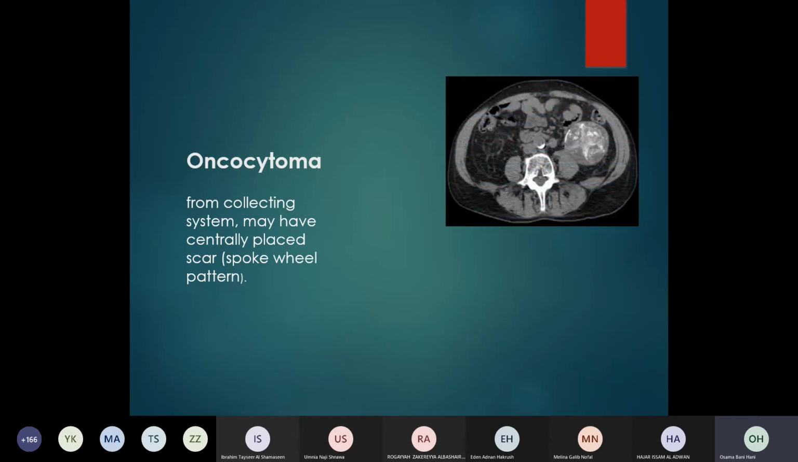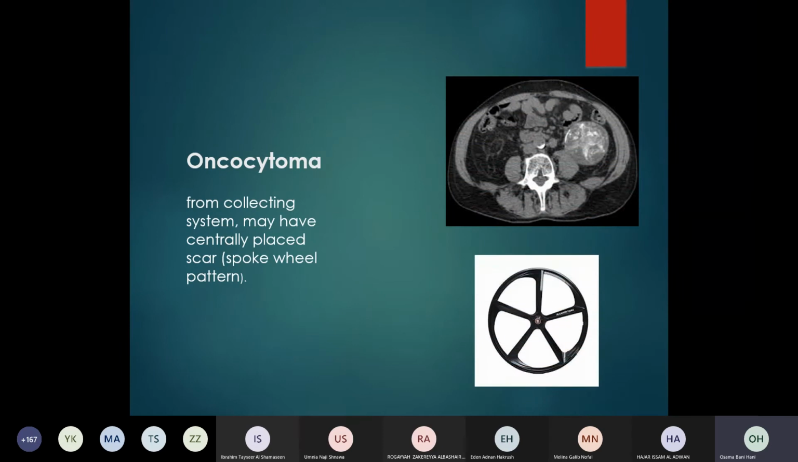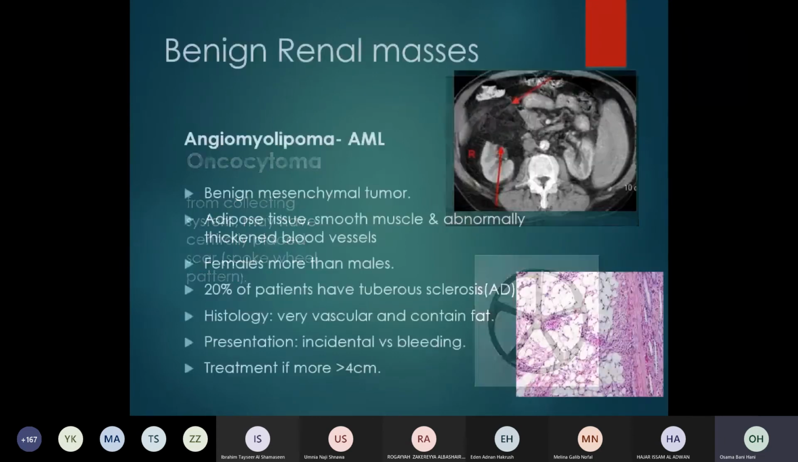It has a spoke wheel pattern, like the wheel of a car, a new Mercedes wheel or any car, which takes the shape of spokes. We are not talking about a cross, more than a cross, 4 or 5 or 6 spokes inside the kidney. You can see it on the CT scan very clearly, and this is very characteristic of oncocytoma.